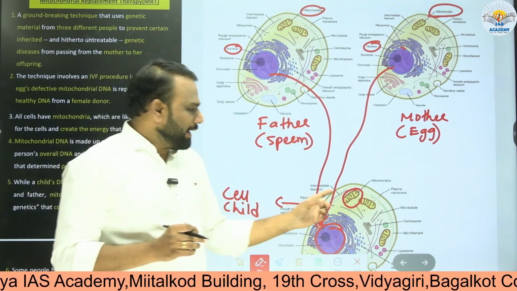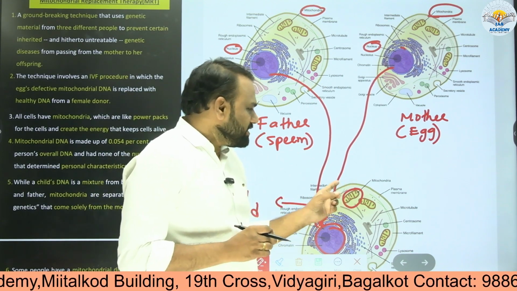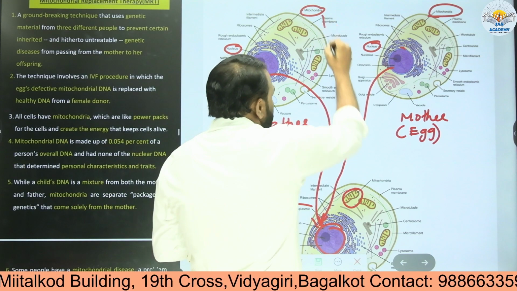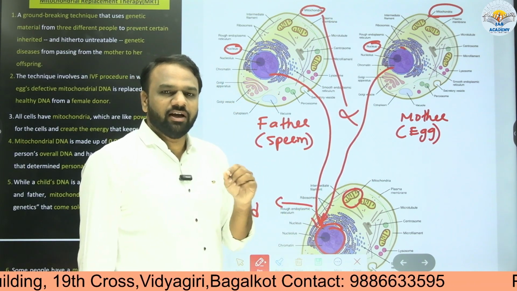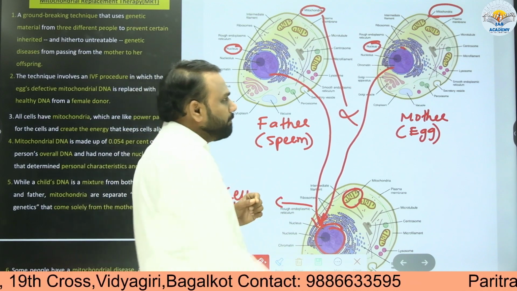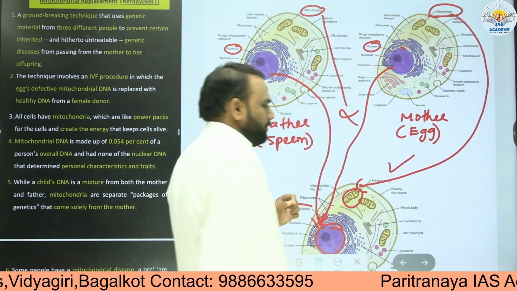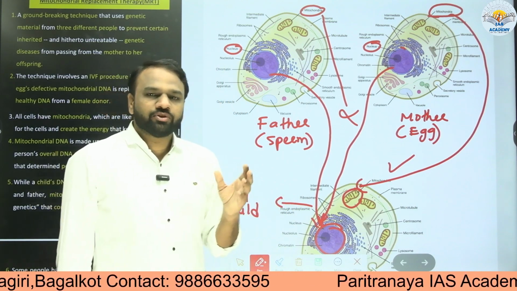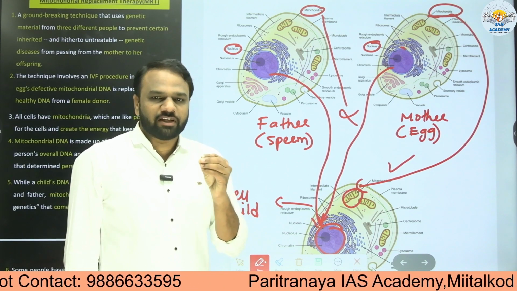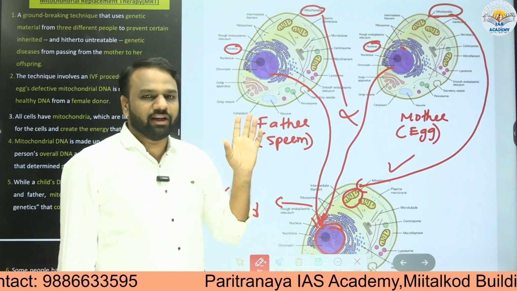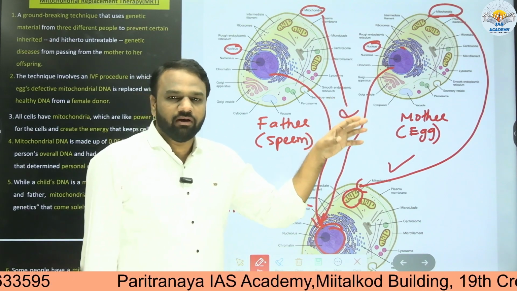I already mentioned that mitochondria also consist of genes. But these mitochondrial genes, a child does not inherit from the father; they are completely inherited from the mother. This is a very important point to note. Nuclear DNA is inherited from both father as well as mother, but mitochondrial DNA or genes are inherited only from the mother.